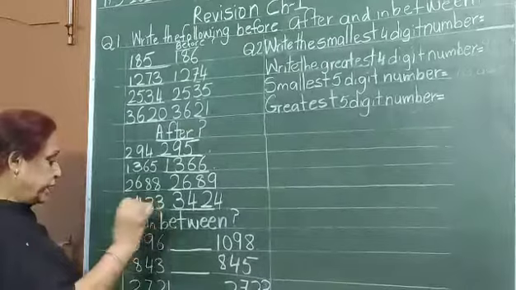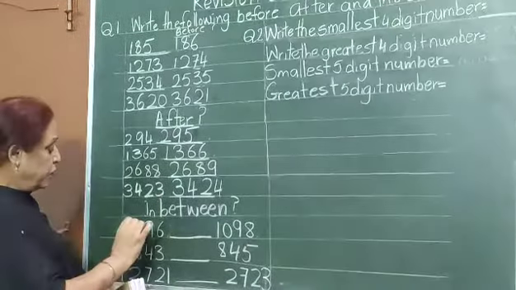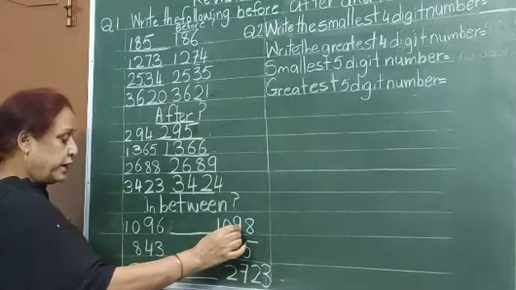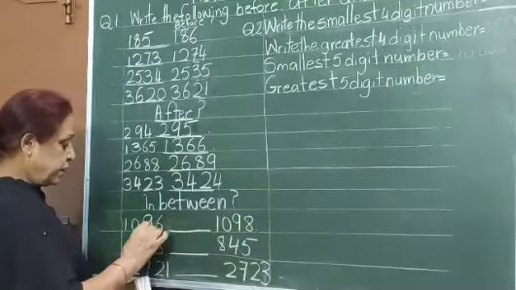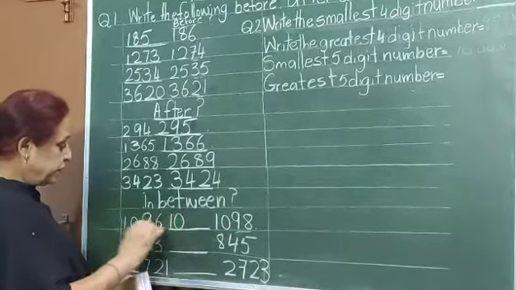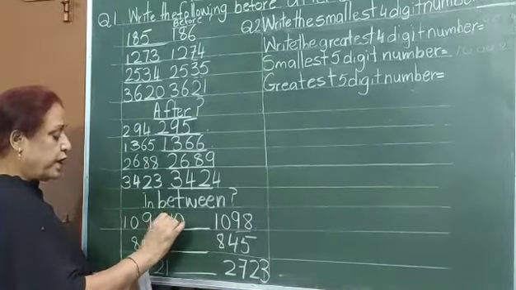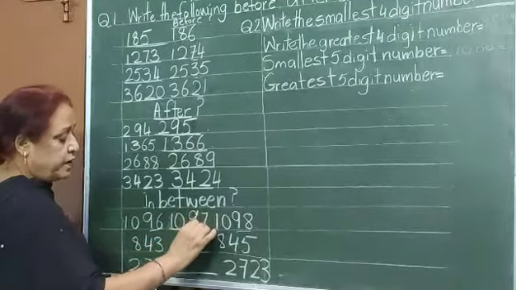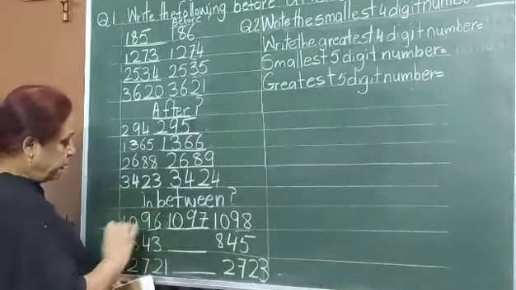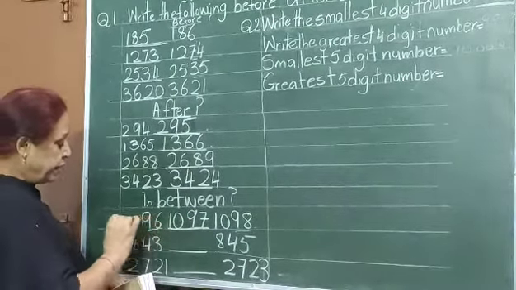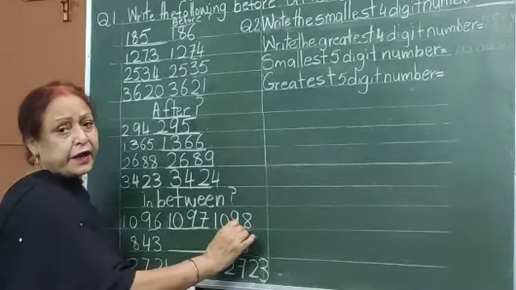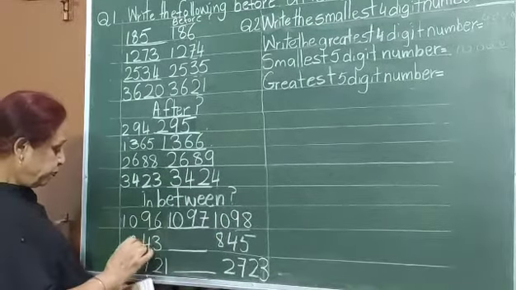What comes in between? Let's read it. 1096. And here we will read 98. We will look at these two. 1000. Let's read it. 1096, 1097. What comes in between? 1097. In between 1096, 1097, and 1089. Okay.